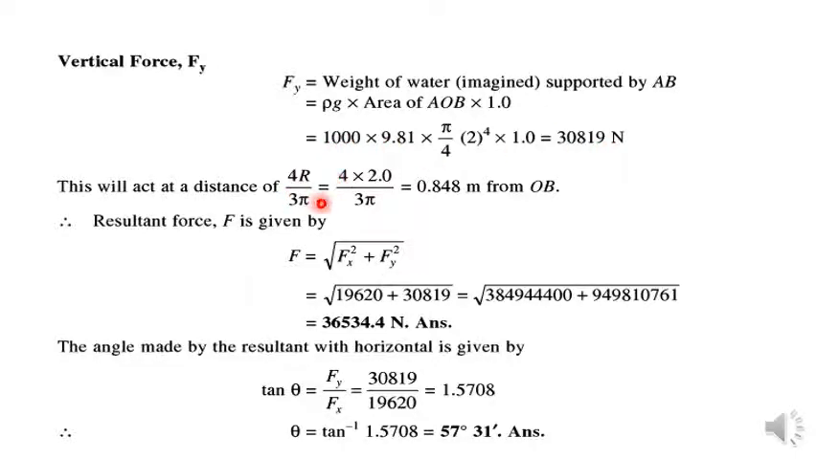Now where this Fy is going to act depends upon the center of gravity along the horizontal direction. In the horizontal direction, it is going to act at 4r/3 pi for the quadrant. So in this case, you can get the answer for the point of application of Fy, the vertical force, the weight of the water applied on the curved surface submerged in the water in case of hydrostatic force.